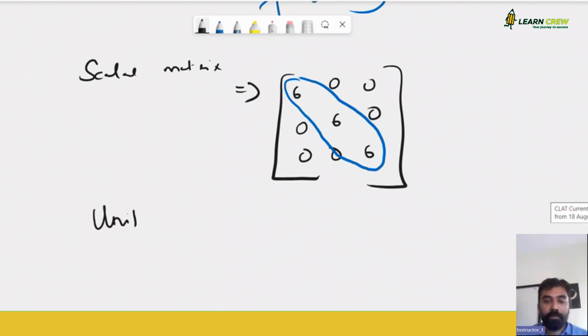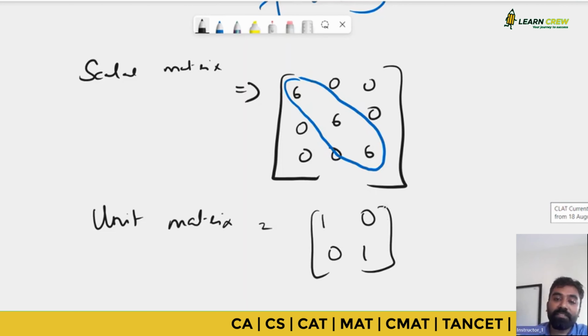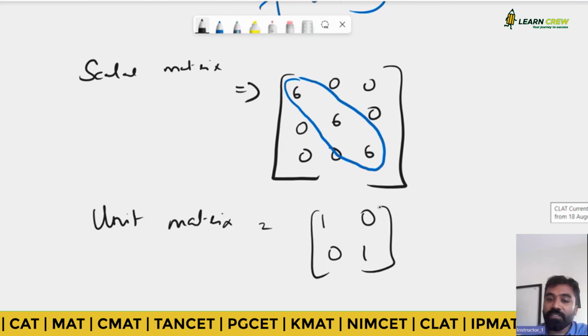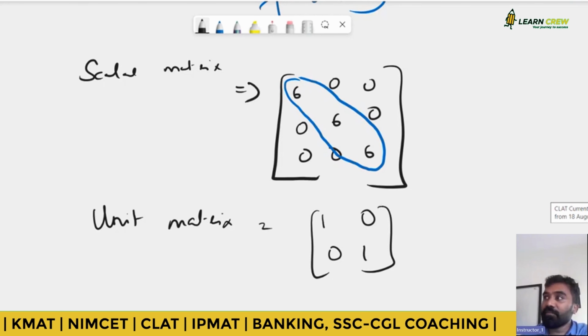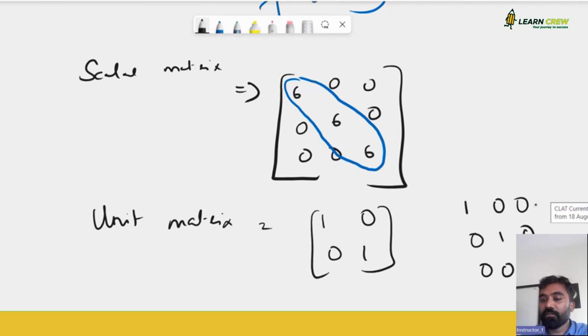Unit matrix. Here it can be represented as 1 0 0 1. The diagonal elements, the values, are going to be 1. Then this is called a unit matrix. Even this can be in terms of 1 0 0, 0 1 0, 0 0 1. This is also a diagonal matrix, or a unit matrix.